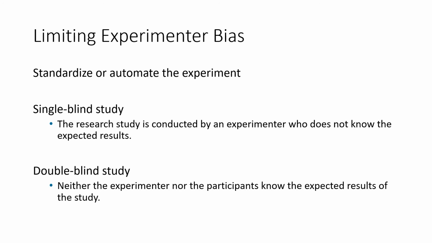However, a double blind, and this is what is typically done in the sciences, is where neither the experimenter nor the participants know the expected results of the study. Even the informed consent doesn't say exactly what you're looking for. It might say what they're going to do, but it doesn't say what they're looking for. And the experimenters, the research assistants, don't know either.